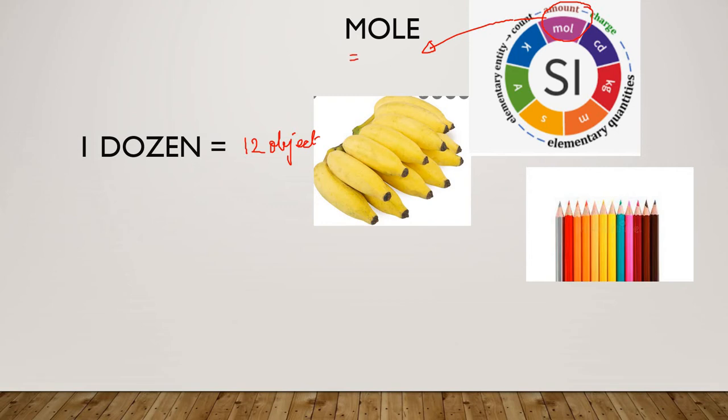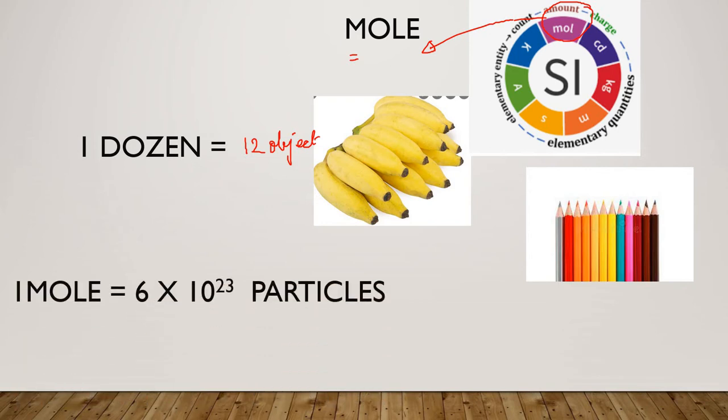Similarly, mole is a way by which you represent the number of particles. Now you got my point why I said it is the amount of matter. Basically, amount of matter, what is that? The tiniest part is the atom. So when I say 1 mole, it means 1 mole is 6 into 10 to the power 23 particles, whatever substance I'm talking about.